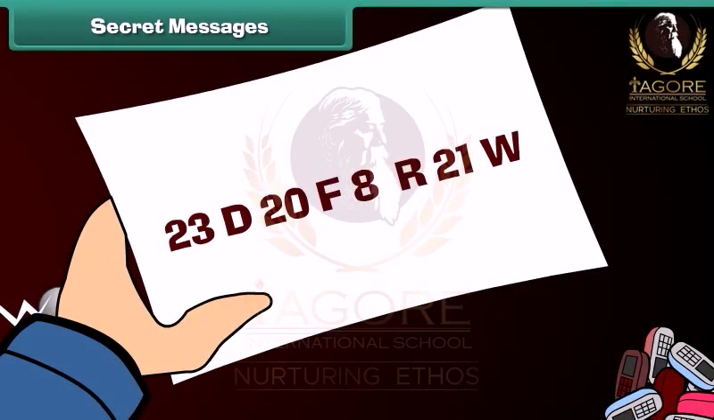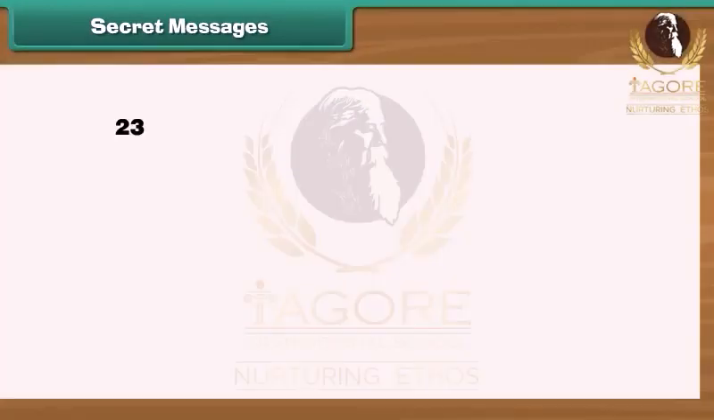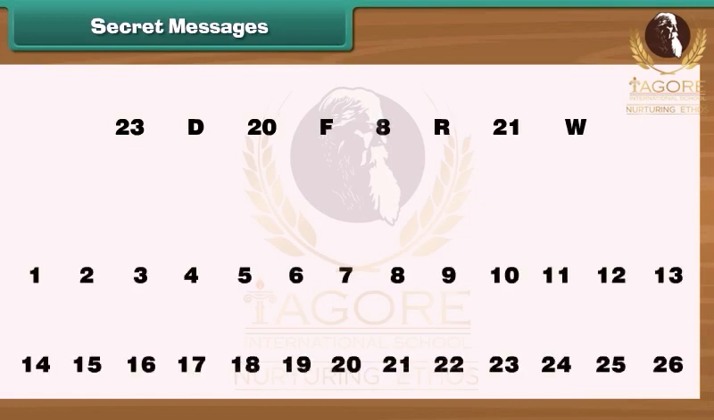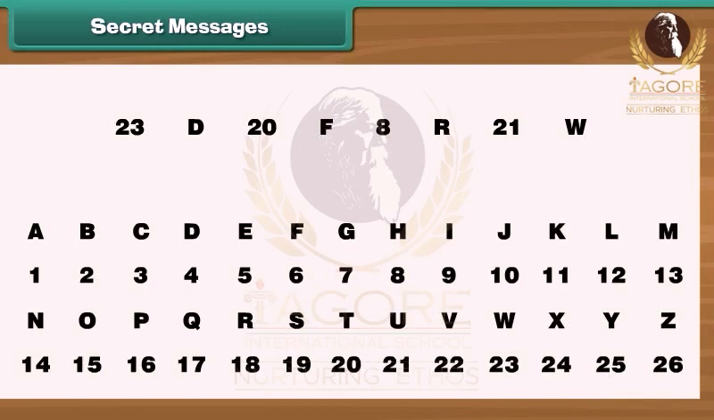Let us decode a secret message. Here is the message: 23D, 20F, 8R, 21W. The numbers represent the letters of the English alphabet of those positions. The 23rd letter of the English alphabet is W. 20th letter is T. 8th letter is H. 21st letter is U. The letters in the secret message are 3 places ahead of the actual letters.